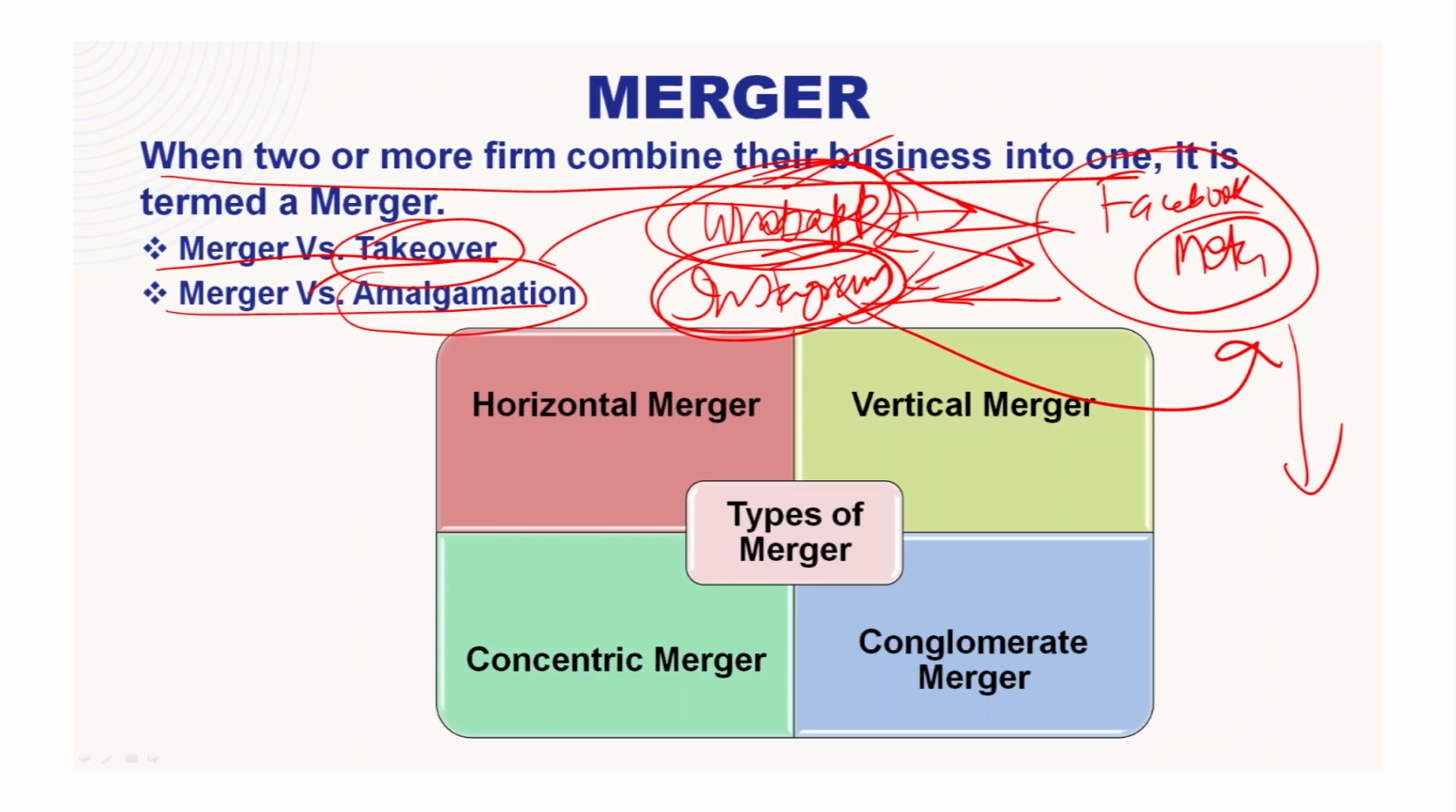Second is your vertical merger. C is your concentric merger, and D is your conglomerate merger. Now let us try to understand each one. Very first one is the horizontal merger. It means within the same industry, when two companies are merged together.